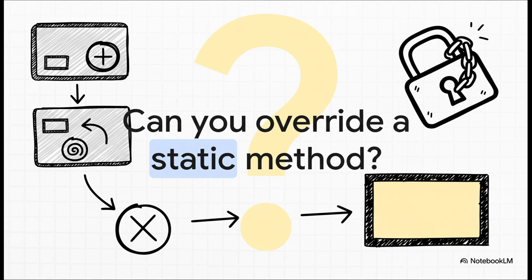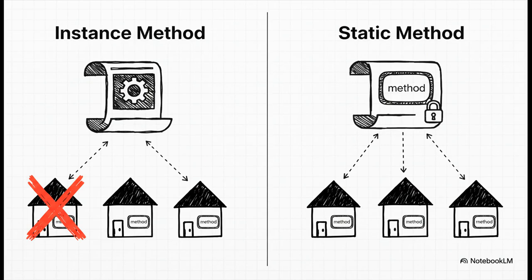I'll give you a second to think about it. Can you override a static method? The answer? A hard no. You just can't. And the reason is simple. Overriding is all about objects, about specific instances. Static methods don't belong to an object. They belong to the class itself. Since there's no object instance involved, the whole idea of overriding just doesn't make sense for them.